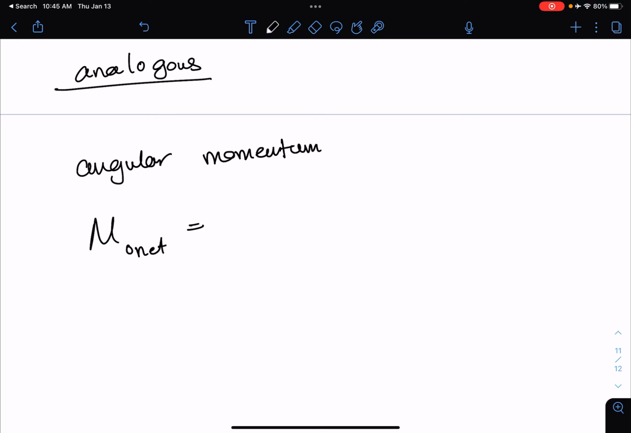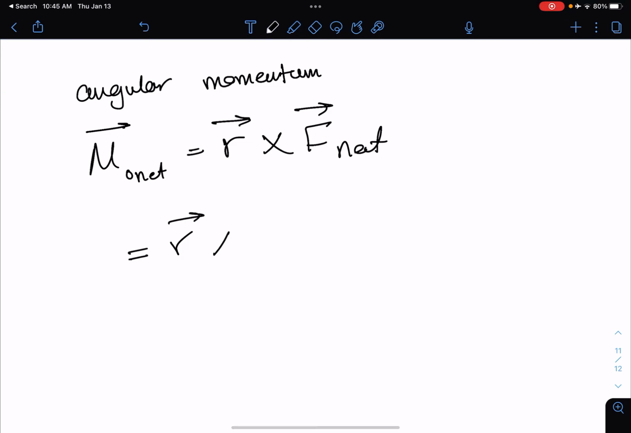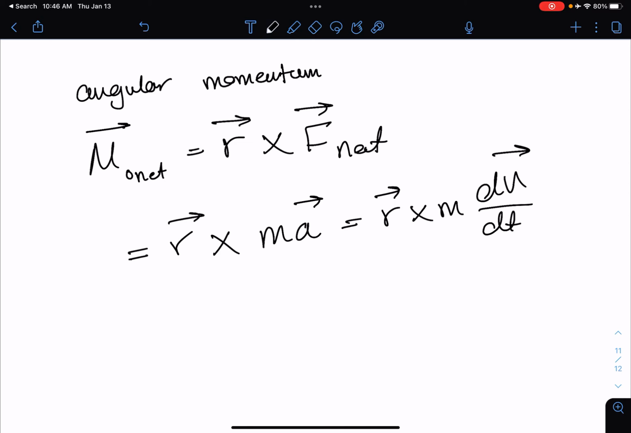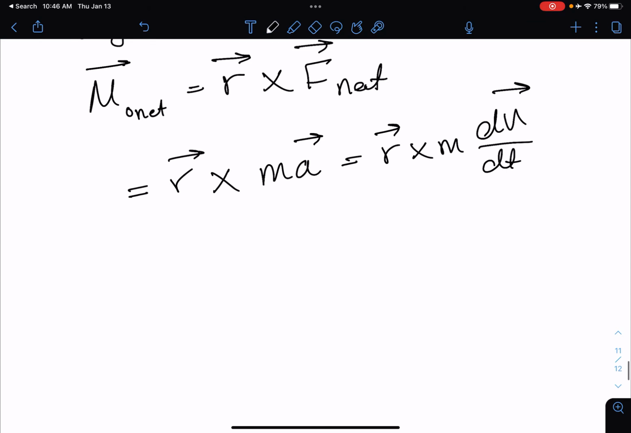find the net moment. We define the net moment as the position vector r multiplied by the net force, right? Which is also equal to r cross, that's the cross product, ma, or r m dv/dt. This is the net moment on particle P, right? Any questions so far about the moments or the linear momentum or impulse? Just the definitions. Of course, there are some proofs for it, but we are not really concerned with the proof.